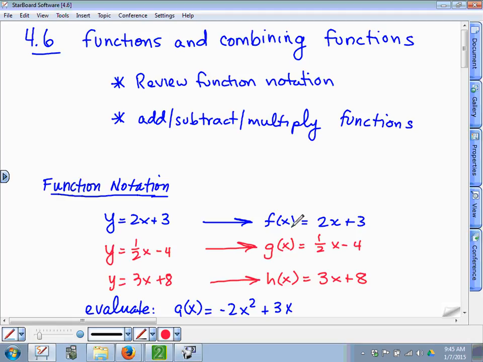And then the variable inside the parenthesis needs to be the exact same as the variable in the expression after the equal sign. And it doesn't have to be x. Variables don't always have to be x, it could be anything.